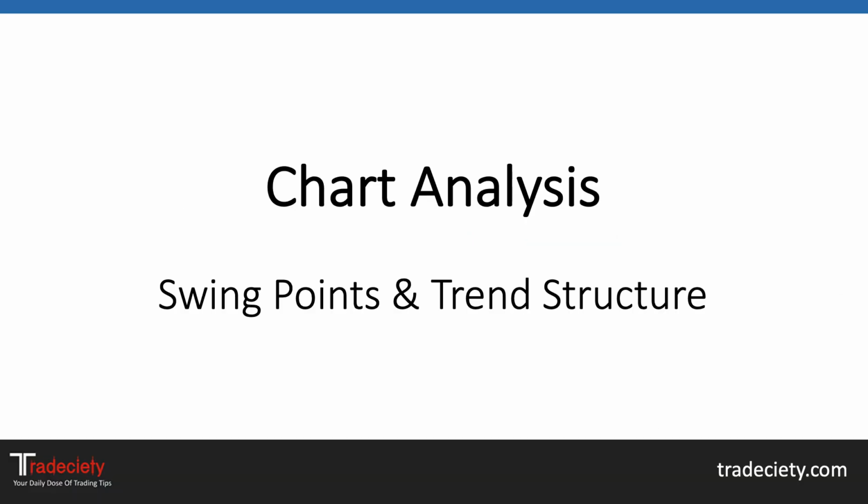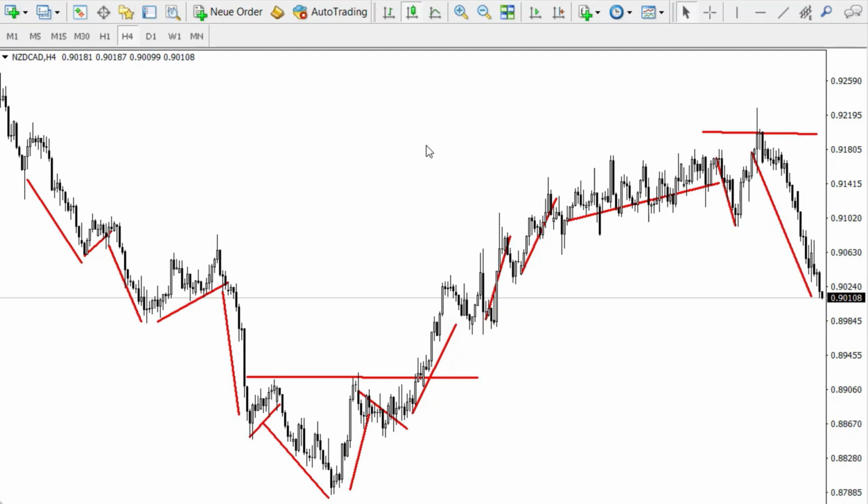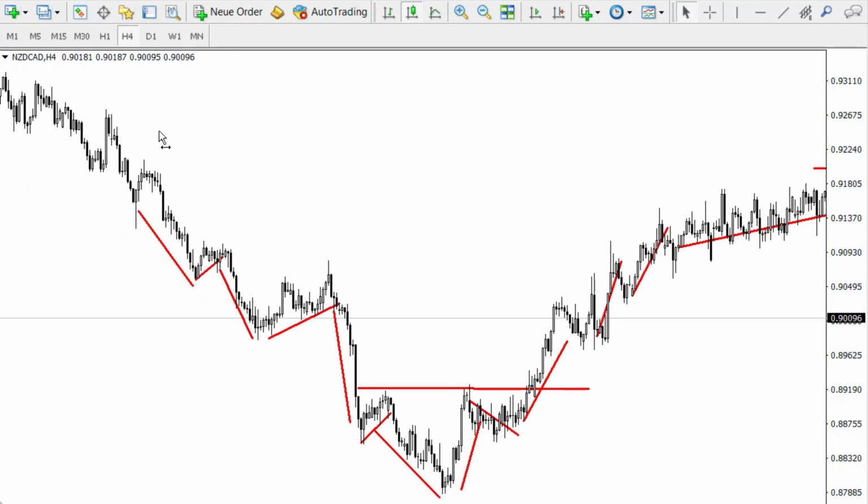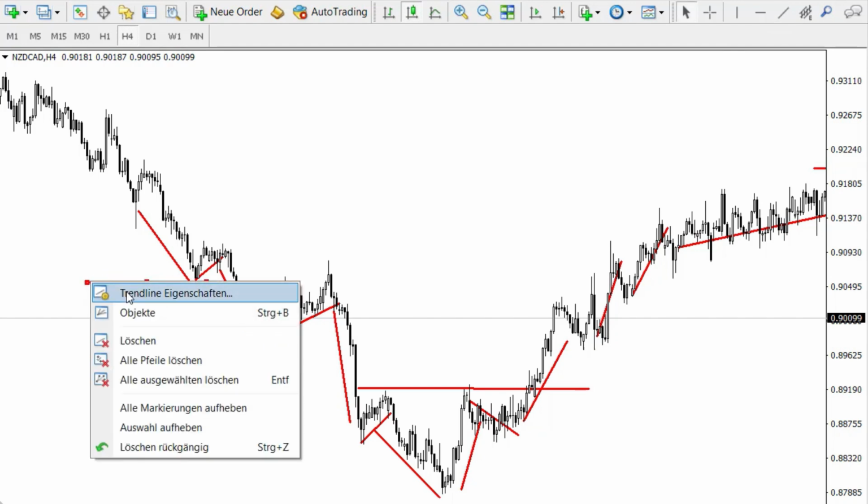So we have learned now about impulsive and corrective waves, and I hope you practiced your new knowledge a little bit to analyze your trending phases. And now the next concept that we will take a look at is called swing points. And swing points are the ending and the beginning phases of your corrective and impulsive waves. So for example, here on the left hand side, you can see we are in this downtrend, and at the end of each impulsive wave to the downside, we have here a point.